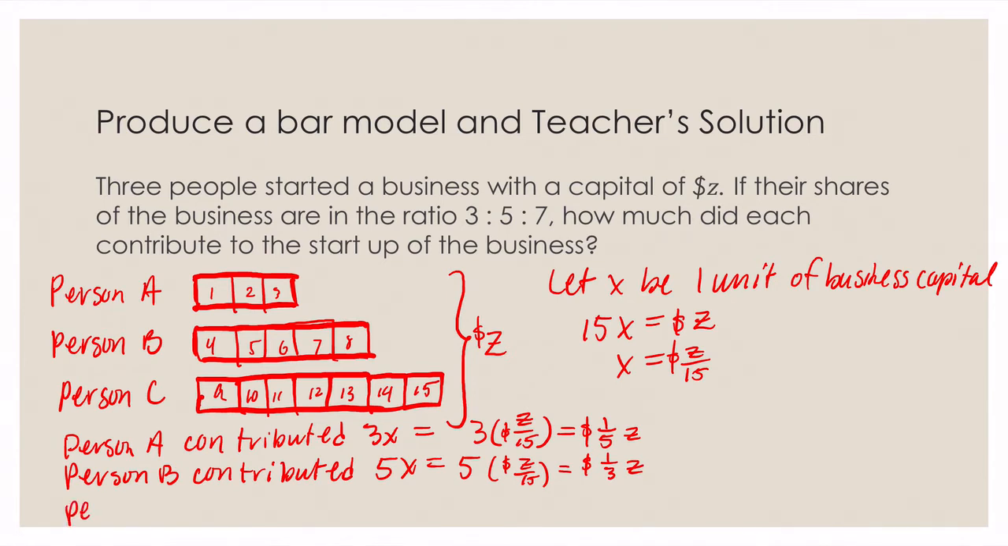And then person C contributed 7X, 7 units, or 7 times Z over 15, which is equal to 7/15 Z dollars. Okay, so that's my answers in the sentence.